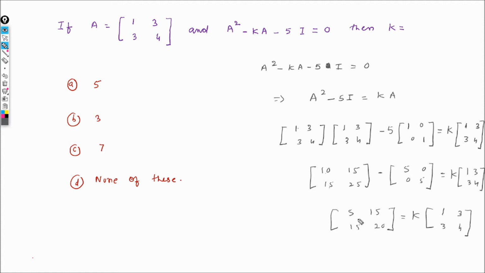So taking 5 common from this matrix, that means we have to take out 5 common from each element. [1 3; 3 4] is equal to k into [1 3; 3 4]. So here this is same. So this implies k is equal to 5.